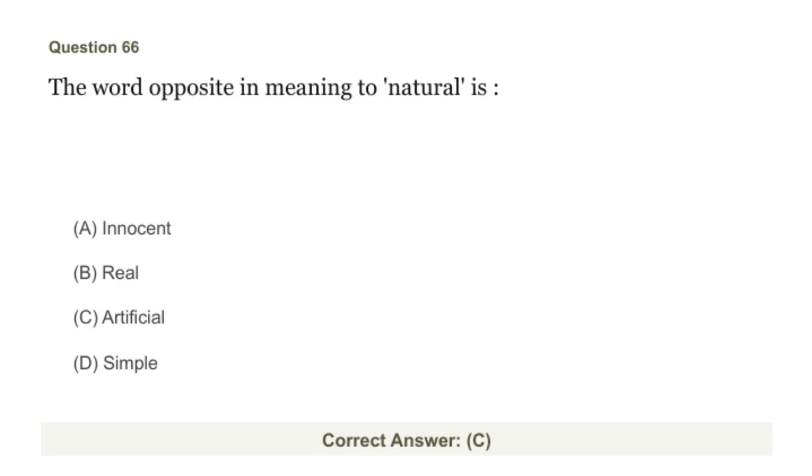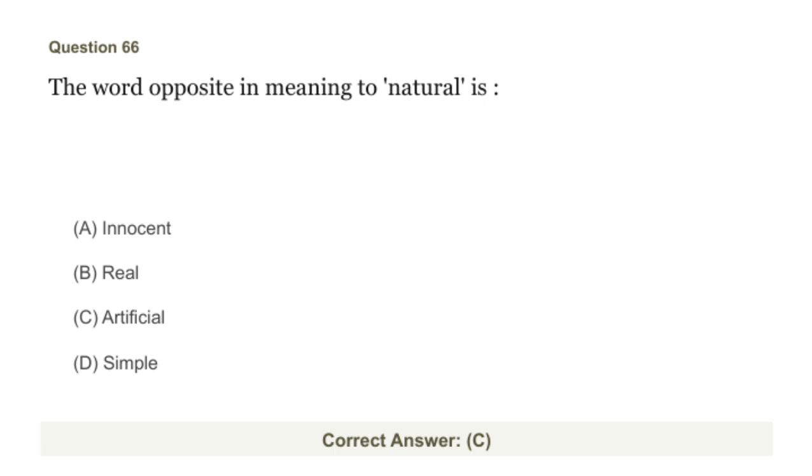Now, looking at this question, we are asked to identify the word that is opposite in meaning to natural. The options provided are innocent, real, artificial, and simple. The correct answer here is C, artificial. This is an important concept because natural refers to something that exists in nature, without human intervention. So the opposite would be something created or made by humans, hence, artificial.